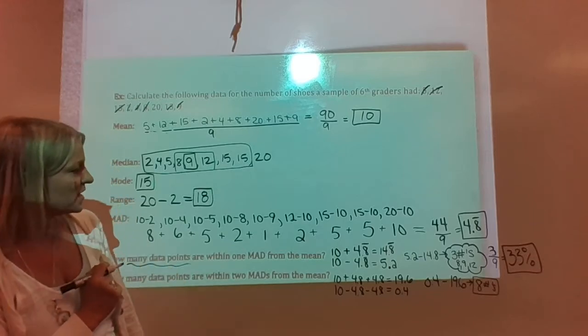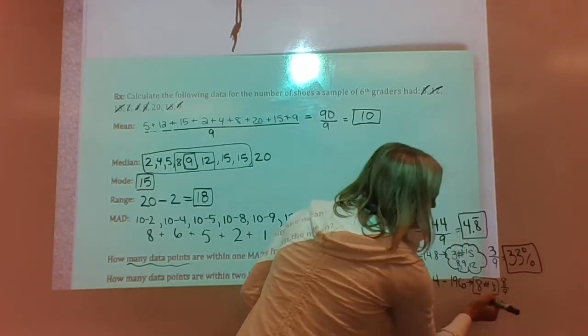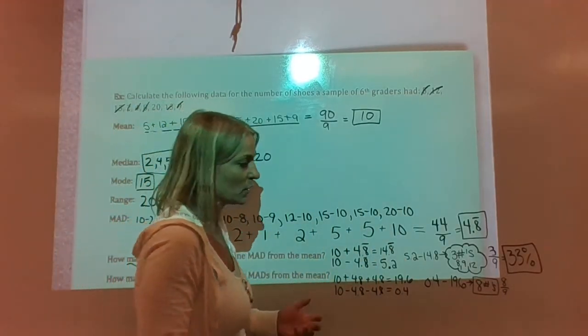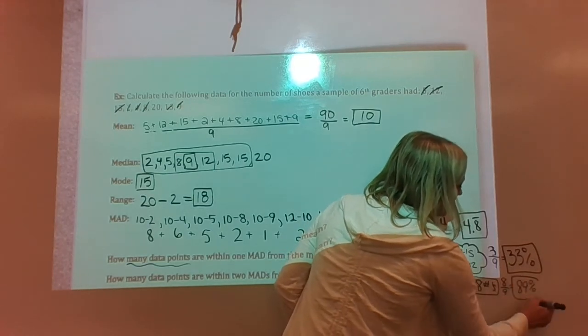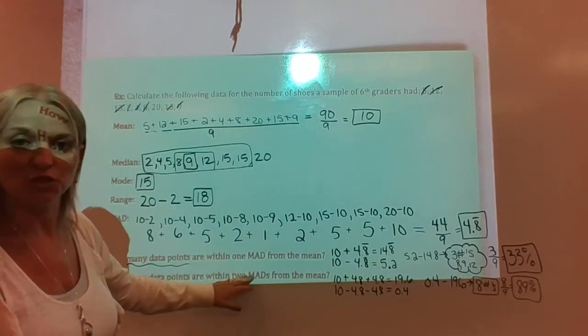Now, what percent of the data is that? Well, that's 8 out of 9 numbers. So we can say 8 out of 9, which if we divide that out, that makes 0.8 repeating, or we could round that up to about 89% of our numbers. Okay, now like I said, most of the numbers should fall within 2 MADs.